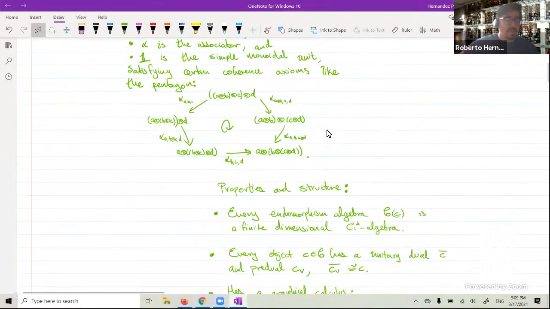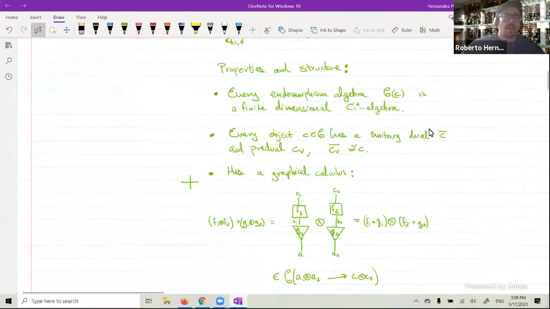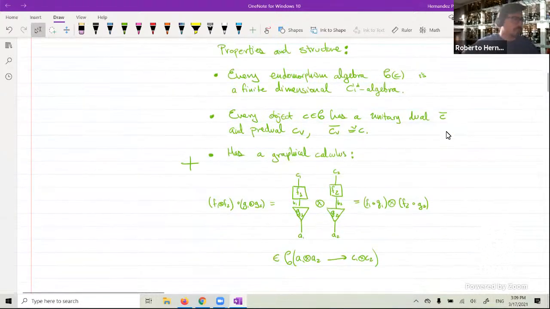So where does the unitarity come from? What do I mean by that? Well, there's a bunch of properties and structure I want my category to have. For instance, I demand that every endomorphism algebra, which I will denote by C of C, with C an object, is a finite dimensional C-star algebra.